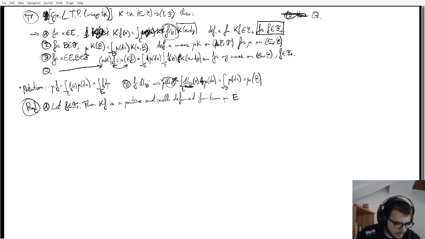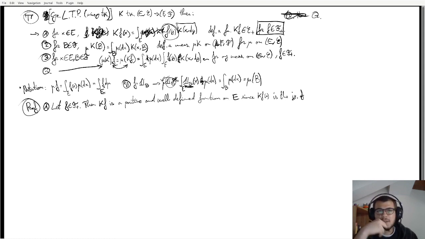Why? Since the number kf of x, because it's just the evaluation at a given point, this thing is the integral of f with respect to k of x, so this defines a function, and by definition k is a transition kernel.